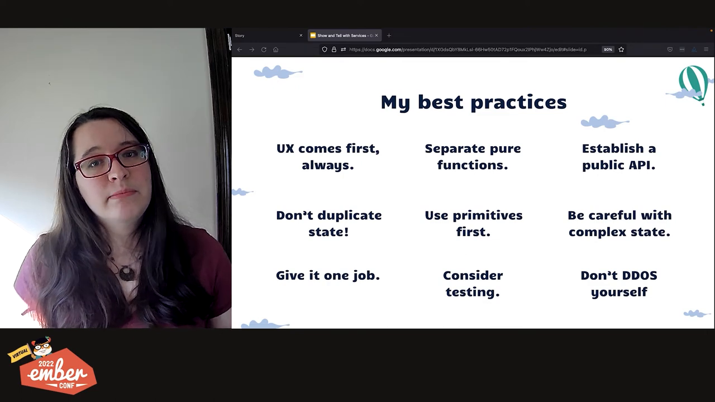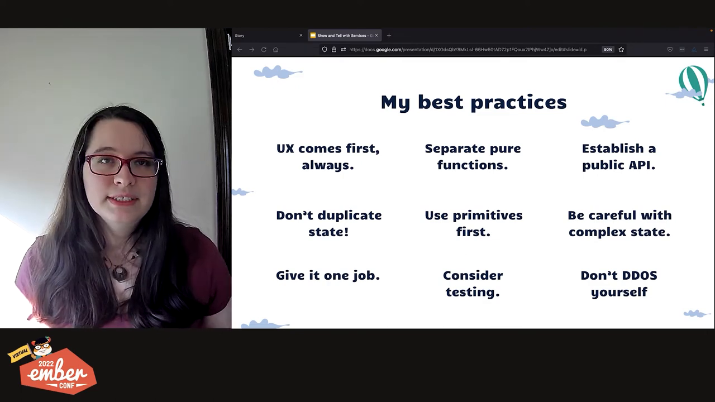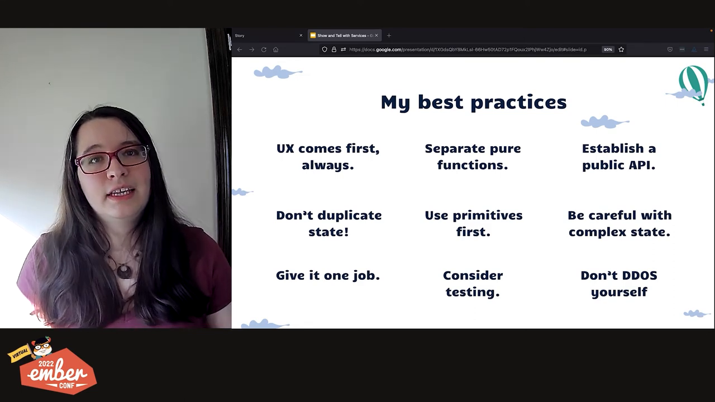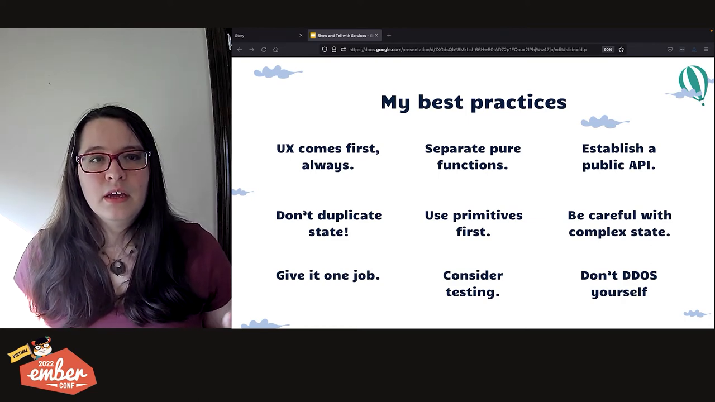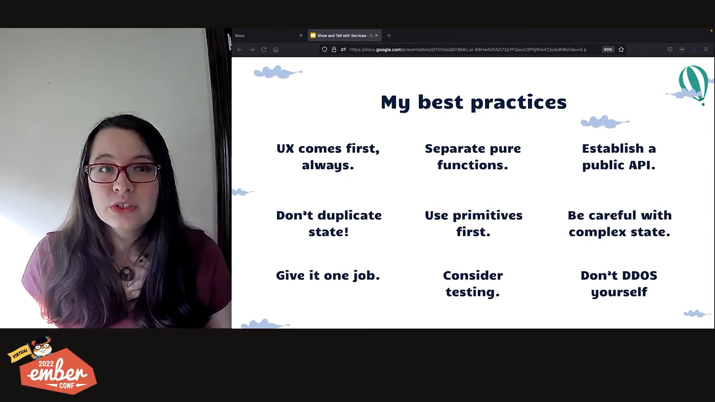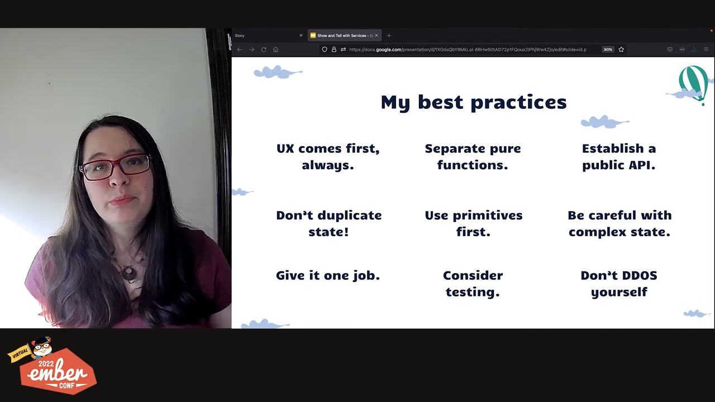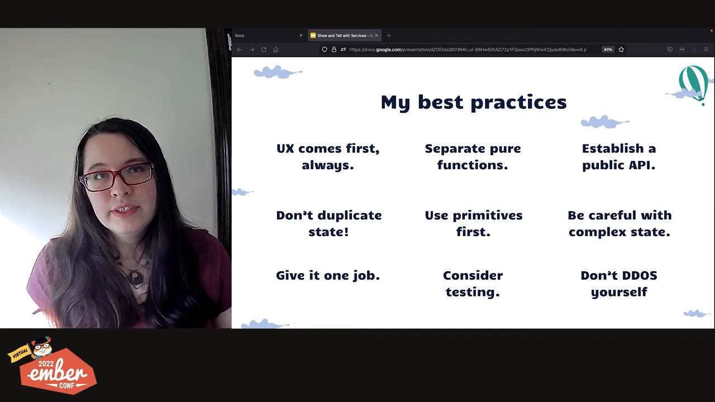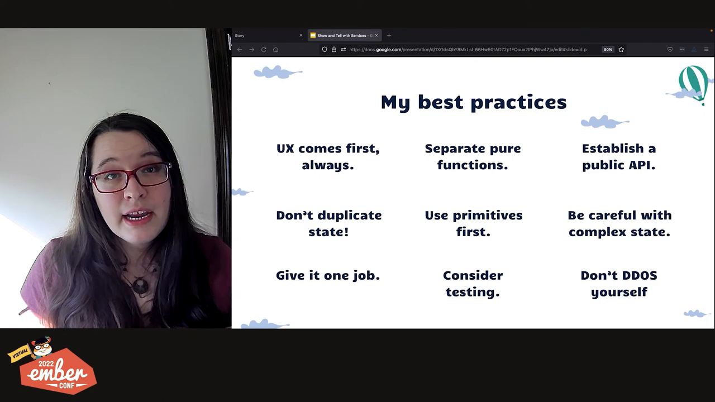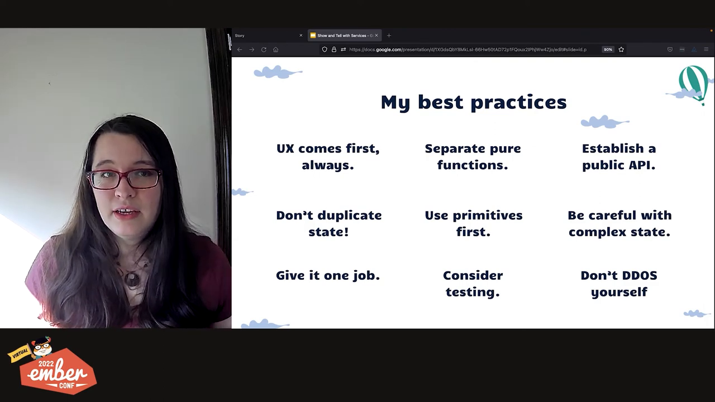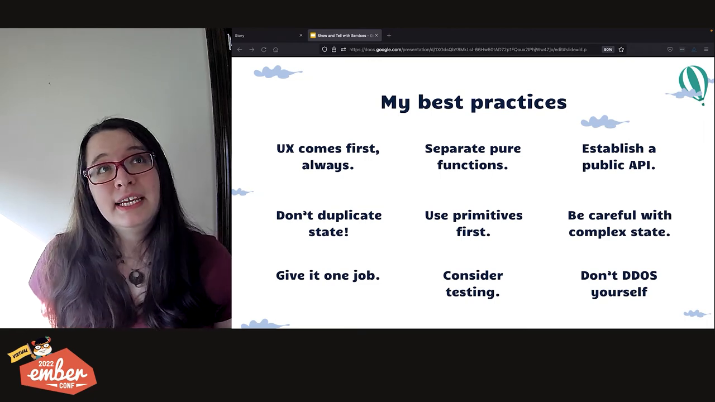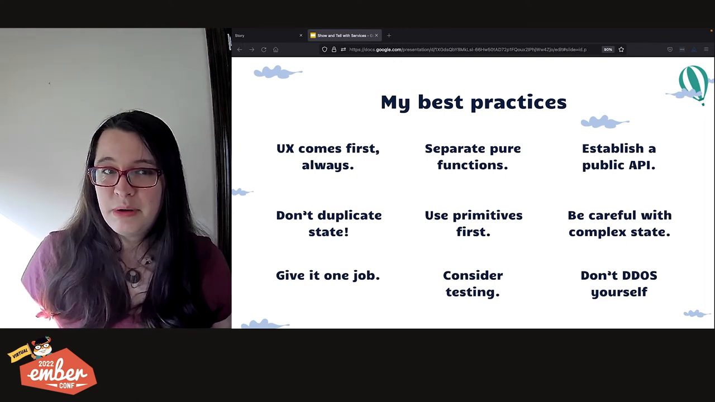Don't duplicate state. If you have methods in your component that set multiple booleans to true or false, that is a code smell. Really try hard to use tracked properties and derive your state instead of keeping lots of booleans. I also recommend using primitives to store your data as long as that serves your needs. So by that I mean save booleans, numbers, strings, and only reach for objects and arrays when you actually need them. I recommend being careful with complex state. You need to make sure that your users can't get into a state that you aren't able to replicate when you go to debug.